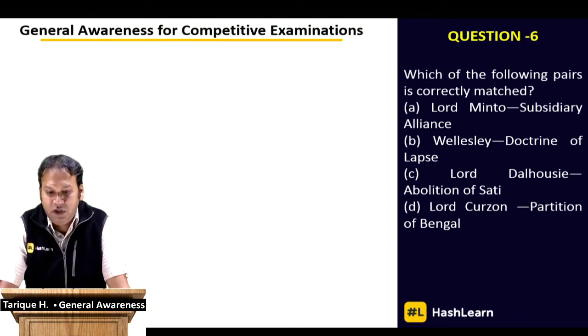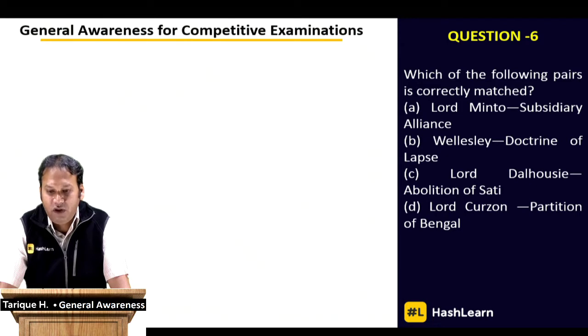For example, if we look at answer option A, we have Lord Minto, linked with Subsidiary Alliance. In answer option B, we have Lord Wellesley, linked with the Doctrine of Lapse. In answer option C, we have Lord Dalhousie, linked with the abolition of sati. And in answer option D, we have Lord Curzon, linked with the partition of Bengal.